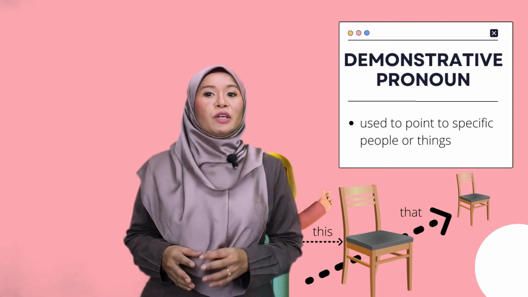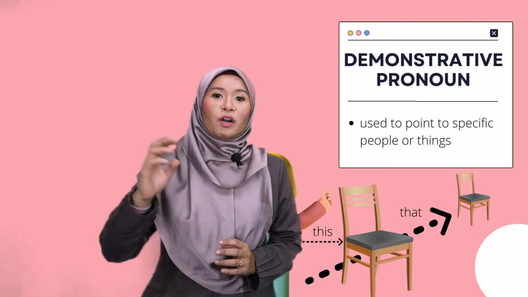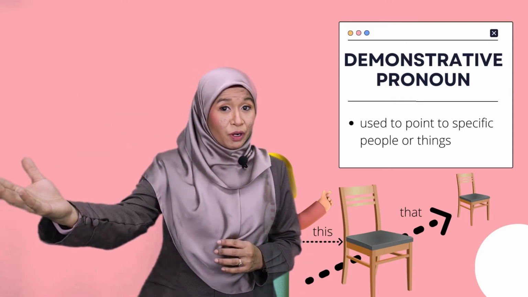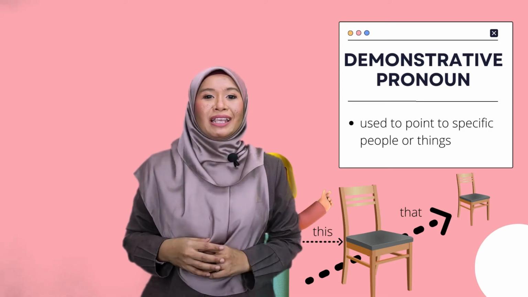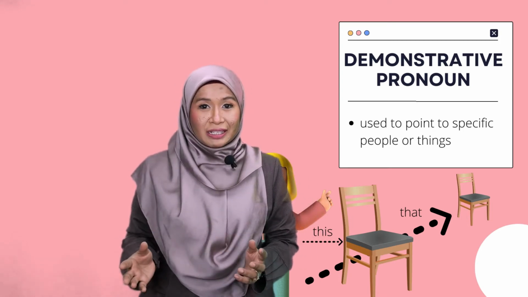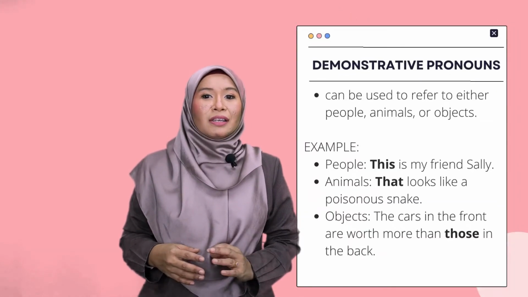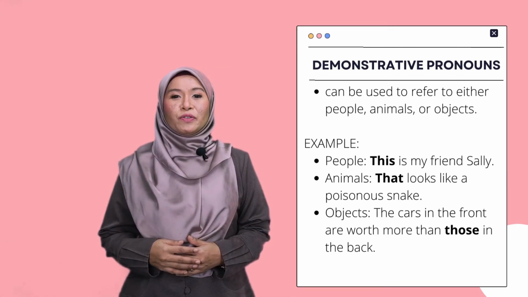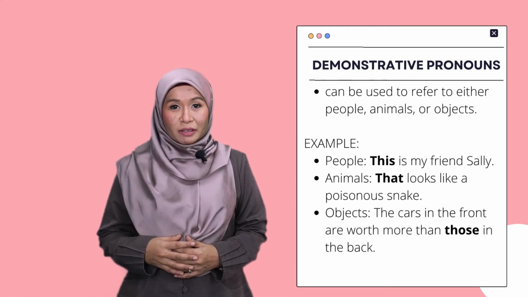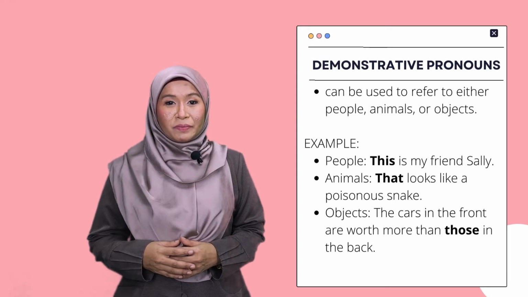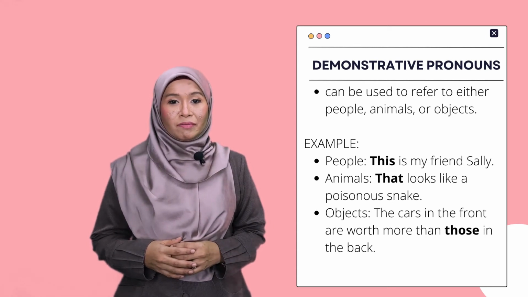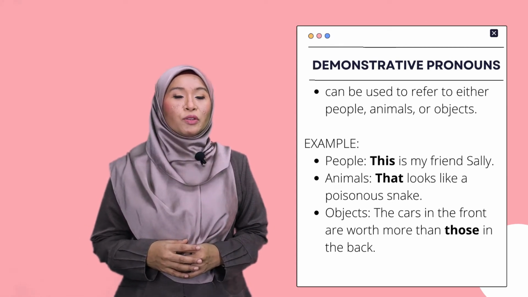For example, imagine there was a chair right next to you and a chair across the room from you. When talking about the chair that is nearer to you, you would say, "This is a chair." When talking about the chair that's far away from you, you would point it out and say, "That is a chair." In these sentences, the words "this" and "that" are known as demonstrative pronouns. Demonstrative pronouns can be used to refer to people, animals, or objects. For example, "This is my friend Sally." "That looks like a poisonous snake." "The cars in front are worth more than those in the back."